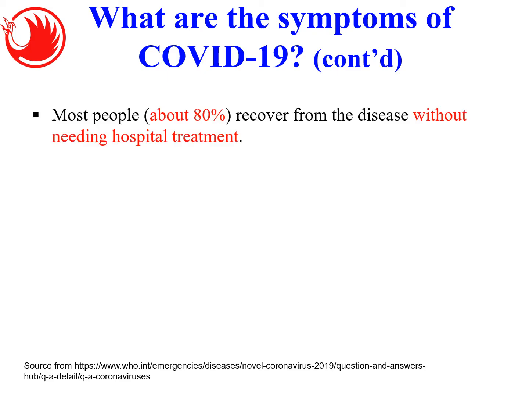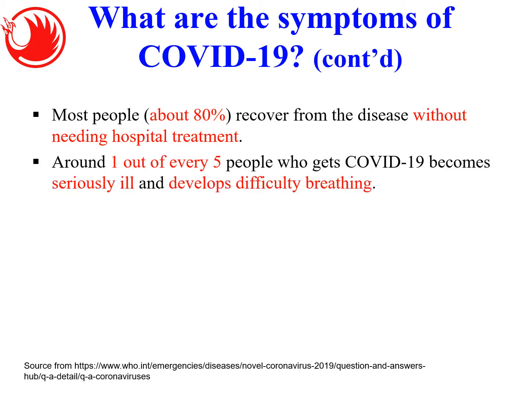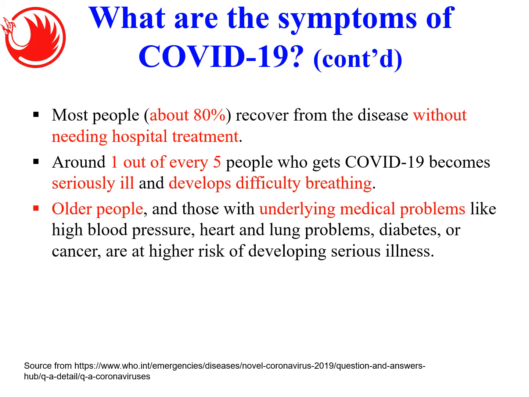So let's continue. Most people, 80%, can recover well from the disease without needing hospital treatment. But 20% who get COVID-19 become very seriously ill, especially in the lungs. So they might have difficulty breathing. That is the most dangerous thing happening to COVID-19 patients, because the lungs are affected. That's why the person might need to be given oxygen, or if he cannot breathe by himself, he has to be put on a ventilator. It means the machine helps the person to breathe.